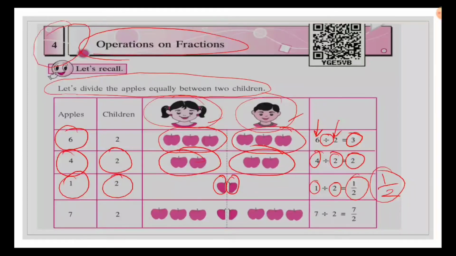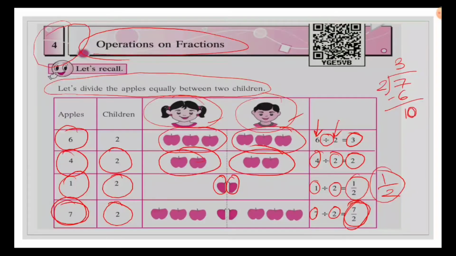Next, if I have 7 apples and 2 children to divide among, so 7 divided by 2 will be 7 upon 2. Now how do we divide 7 upon 2? We do it like this. 2 3s are 6. Then 1, and then we will be putting a 0 over here. Why 0? Because 1 doesn't go in the table of 2, so we will be putting 0, and whenever we put 0 we get a point over here.